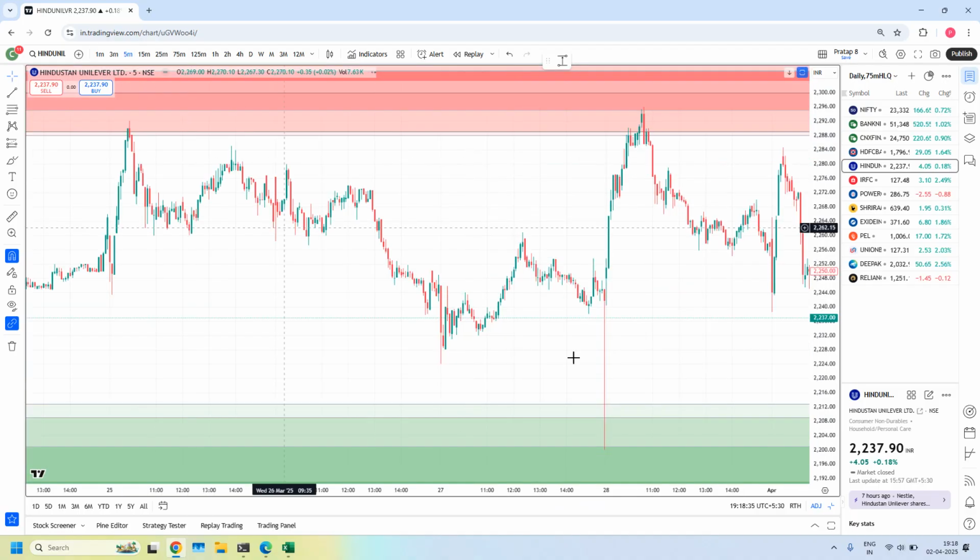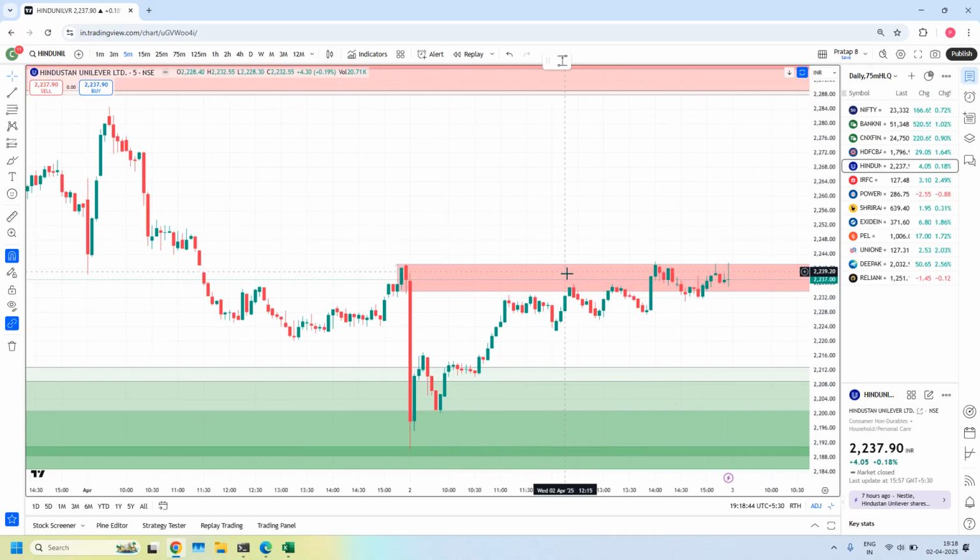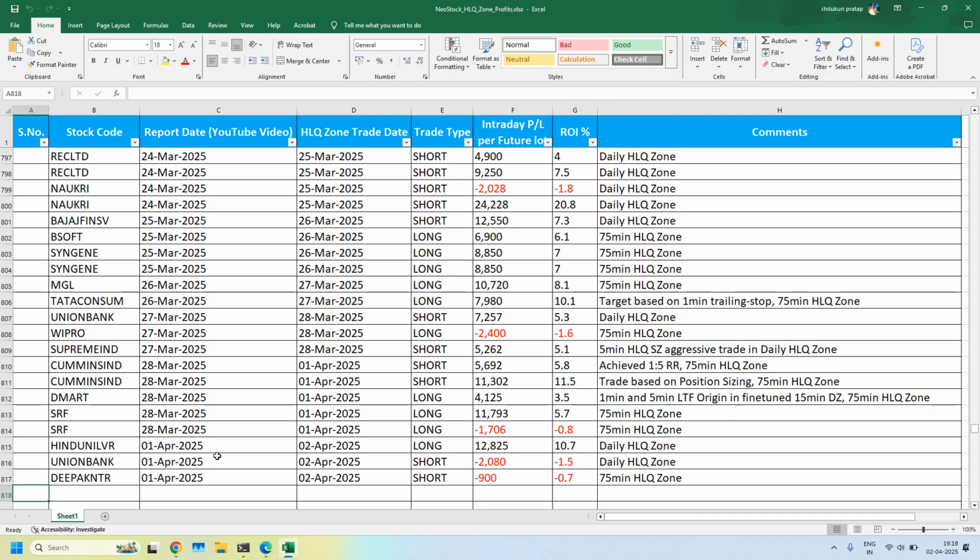Some of you might have exited earlier depending on your strategies or other trade approaches. But this is the maximum opportunity it has given till the 15 minutes target. It reached today. And what is the profit it has given? Hindustan Unilever has given you 12,825 rupees profit as per one futures margin cost, and its ROI is 10.7% based on one futures margin cost. Okay, this is about Hindustan Unilever.